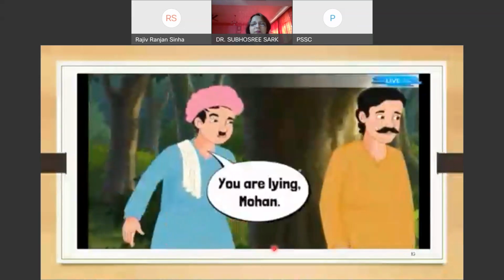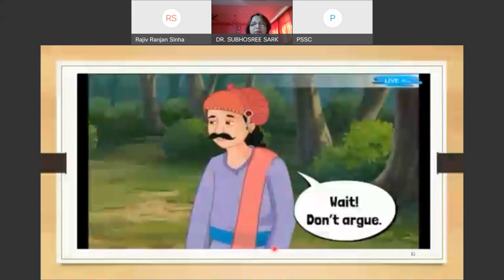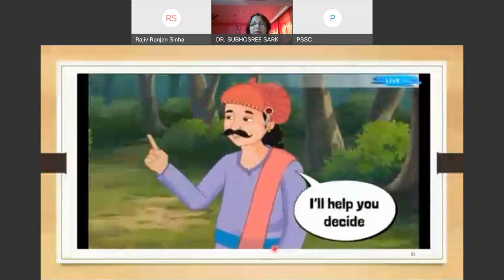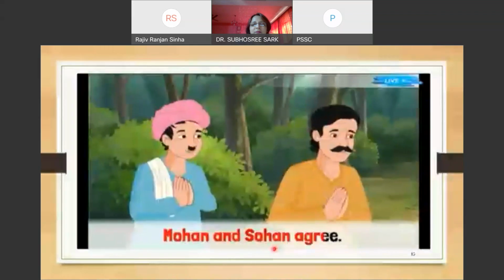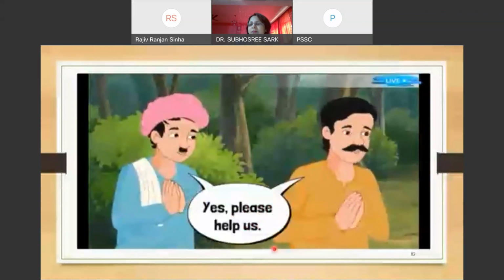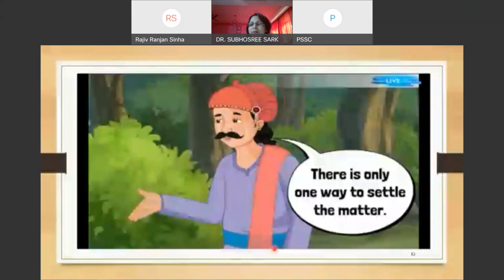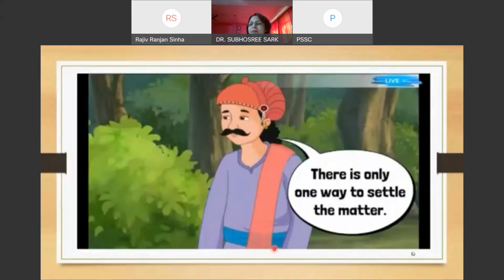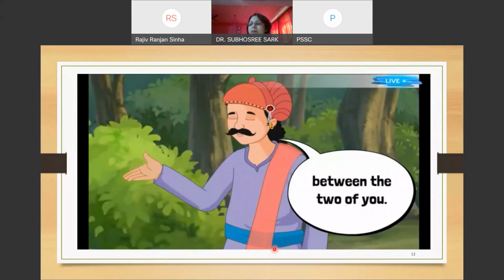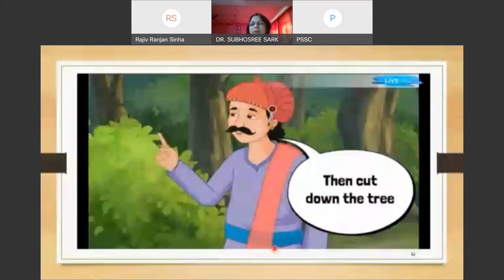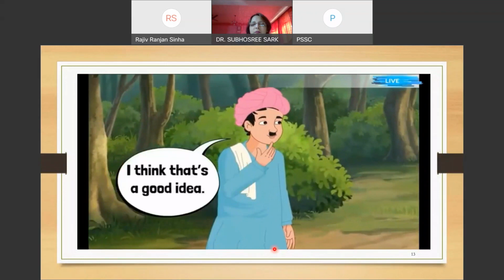Oh, really? You're lying, Mohan. I had planted the tree. Wait, don't argue. I'll help you decide to whom the tree belongs. Mohan and Sohan agree. Yes, please help us. Birbal strokes his chin and looks at the tree. There is only one way to settle the matter. Pluck all the fruits from the tree and divide them equally between the two of you. Then cut down the tree and divide the wood. Nodding happily. Yes, yes, I think that's a good idea.